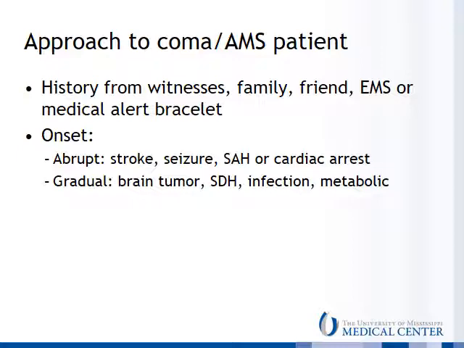If a patient has an abrupt onset of coma, it can be because of stroke, seizures, subarachnoid hemorrhage, traumatic brain injury, or cardiac arrest. If a patient has a gradual onset, then brain tumor, subdural hematoma, infection, or metabolic causes would be at the top of the differential.